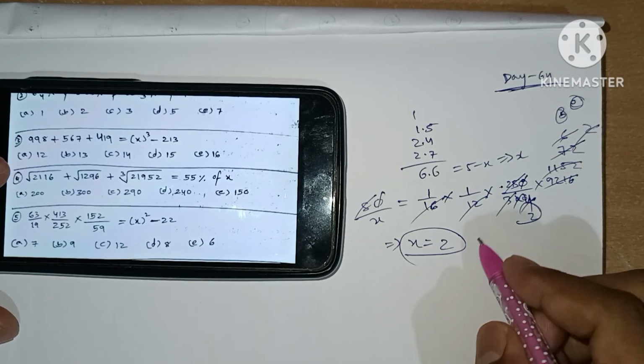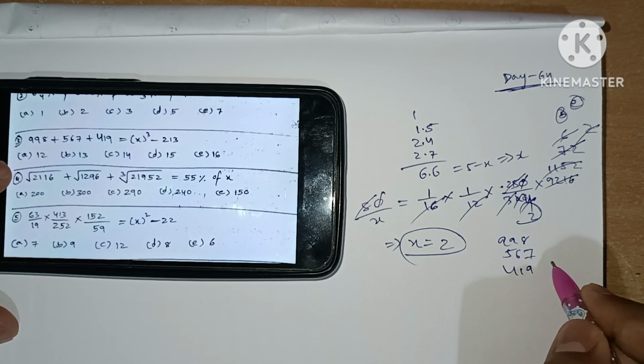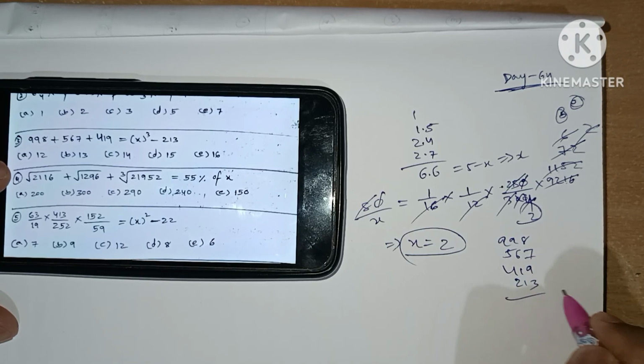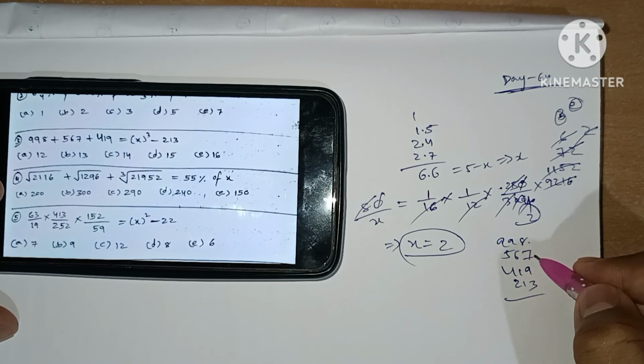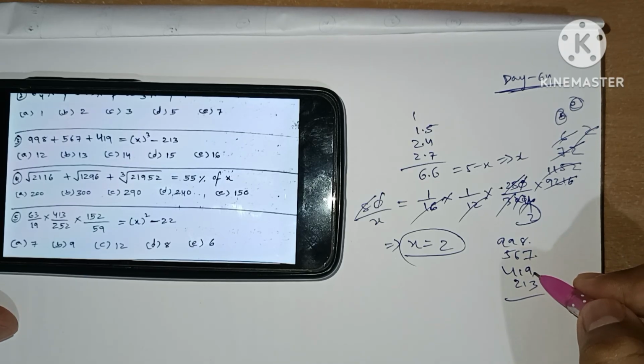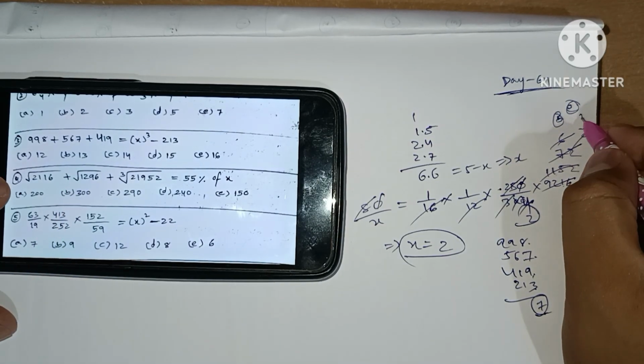Third one, 998 567 plus 419 plus 213. It is a cube. Here we need to see the unit digit. This will be 15 plus 9, 24, plus 3, 7 at the end. If we see 7 at the end, it means the unit digit must be 3. Option B is our answer.